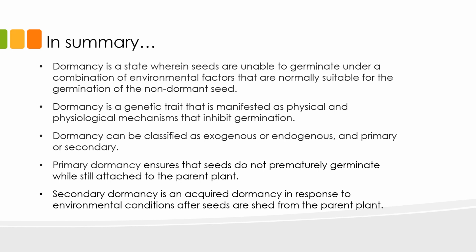Dormancy can be classified as exogenous or endogenous, and primary or secondary. Primary dormancy ensures that seeds do not prematurely germinate while still attached to the parent plant. Secondary dormancy is an acquired dormancy in response to environmental conditions after seeds are shed from the mother plant.